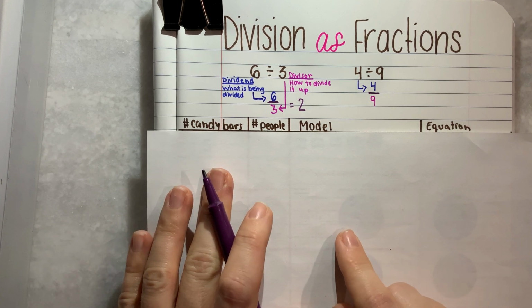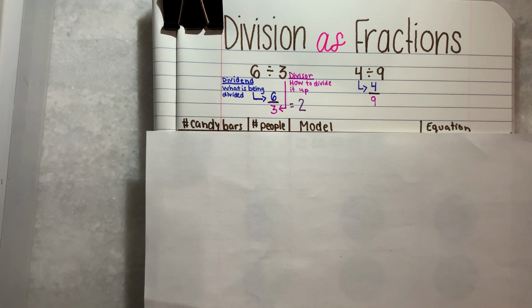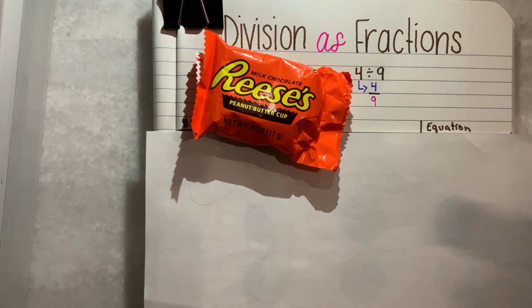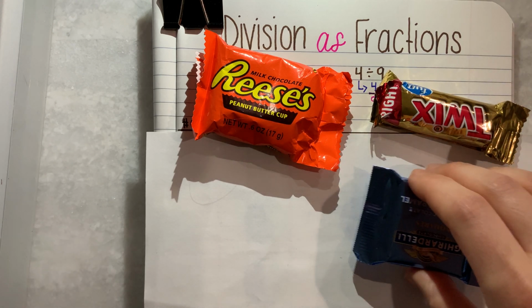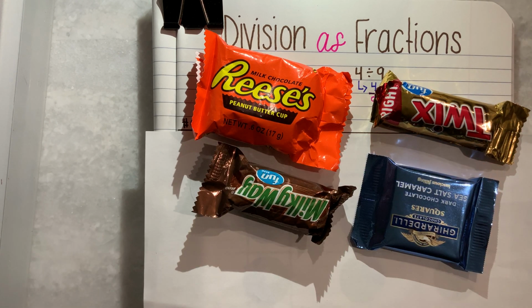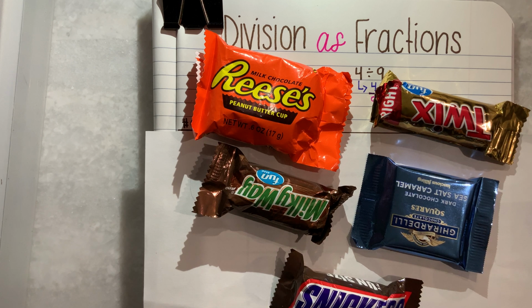Okay, so now we're going to explore this a little further by looking at something that most of us love, and that is chocolate. So we're going to think about 5 candy bars. I have these 5 delicious candy bars, and we're going to see what happens when we want to distribute them between different numbers of people.